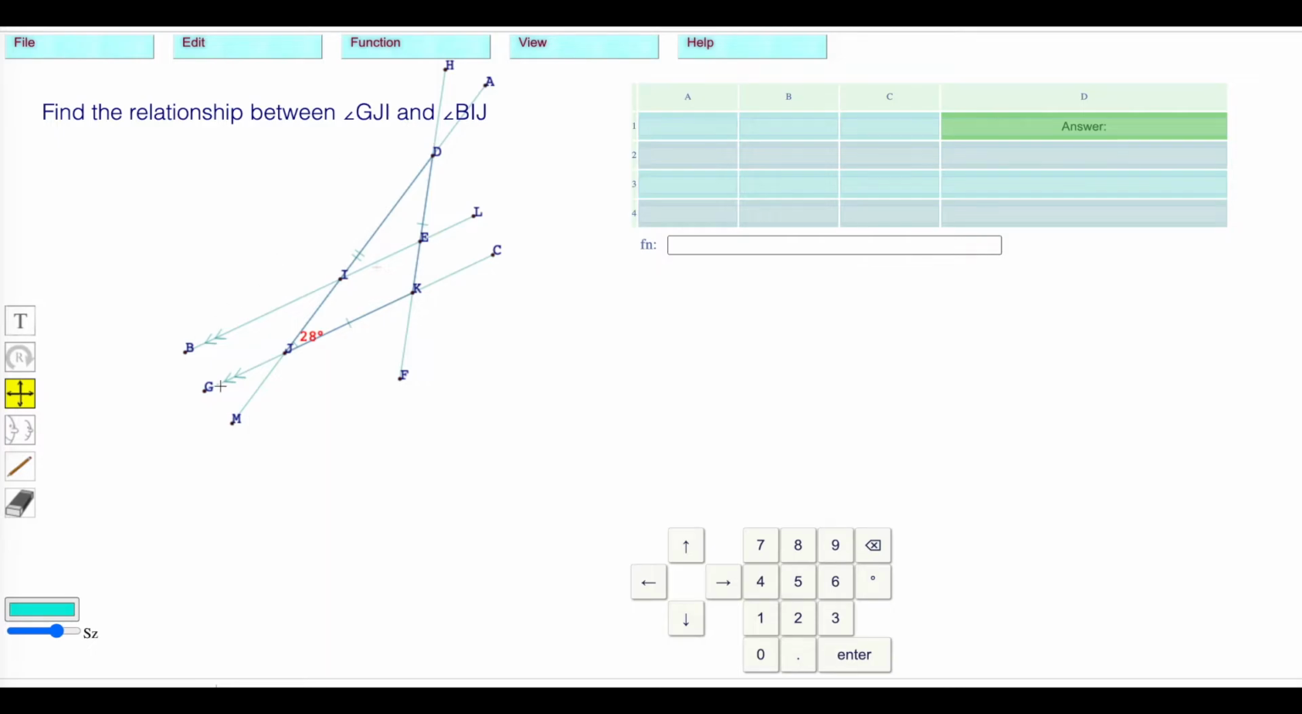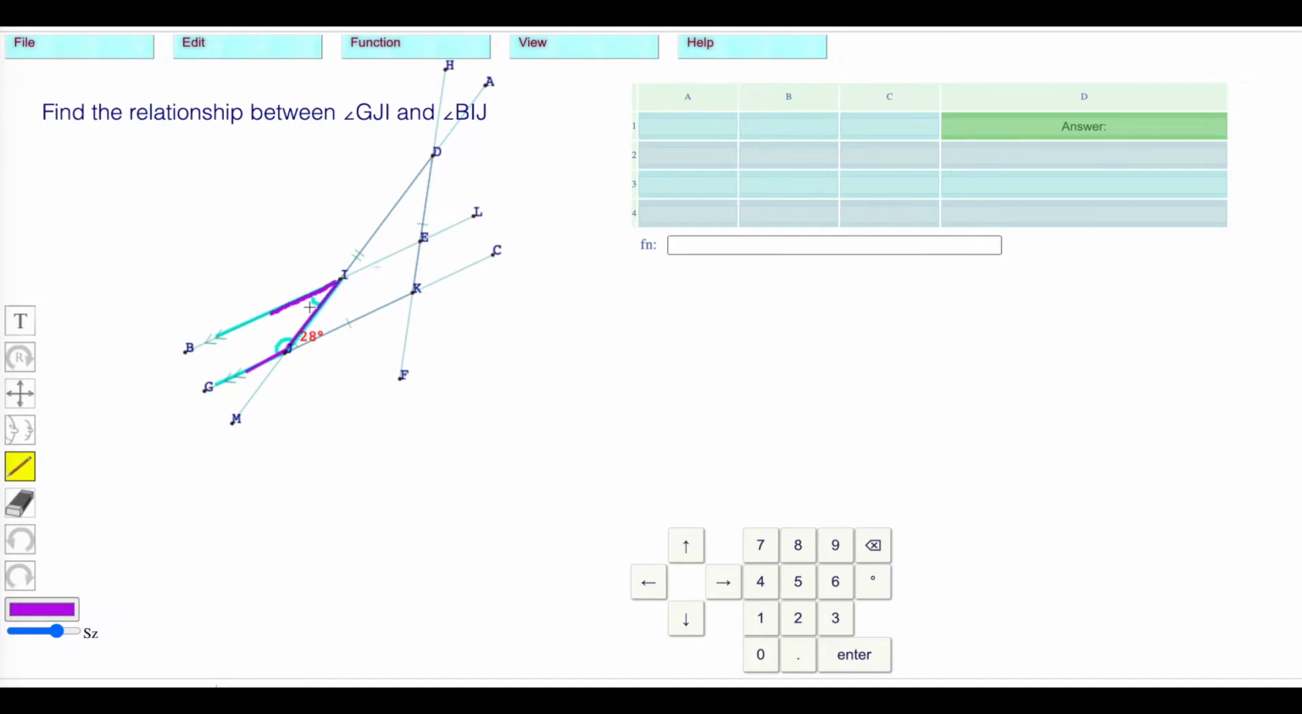G to J to I, and B to I to J, B to I, and then down to J. That forms a C pattern. This is your C. To here, to here. There's your C pattern. C patterns are always supplementary. They add up to 180.